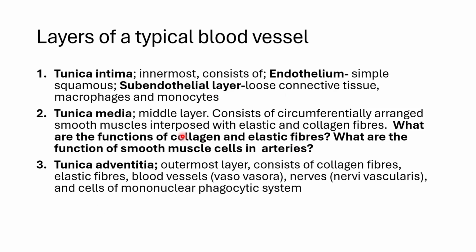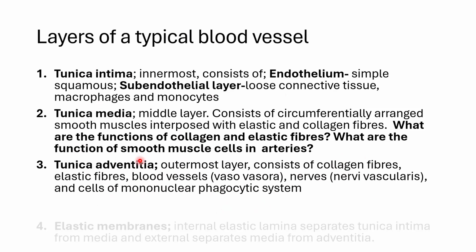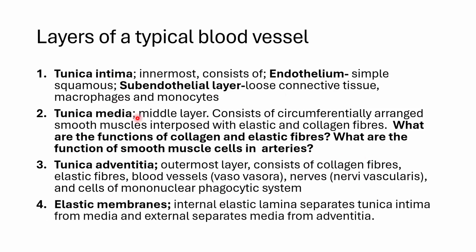tunica adventitia, which is the outermost layer, and it contains collagen fibers, blood vessels, the vasa vasorum, the nerves, the nervi vascularis, and the cells of the mononuclear phagocytic system. So the three layers, tunica intima, tunica media, and tunica adventitia, form the three basic components of a typical blood vessel. And then, of course, between tunica intima and tunica media, you'll have the internal elastic membrane. And between the tunica media and tunica adventitia, you'll have an external elastic membrane.